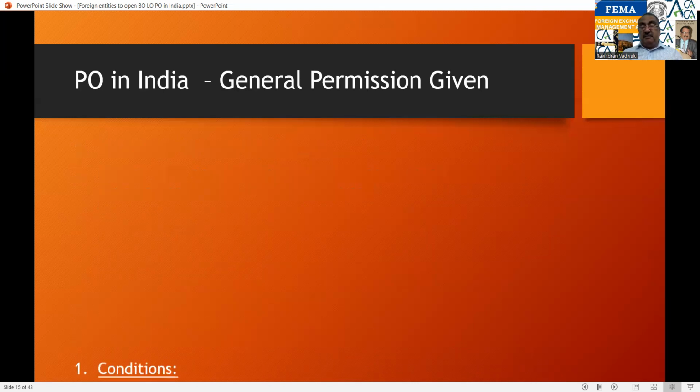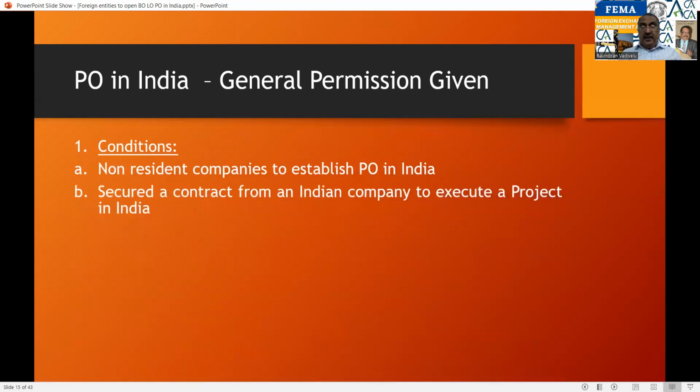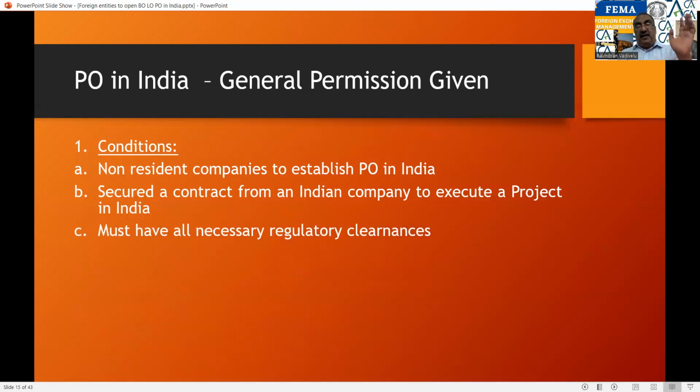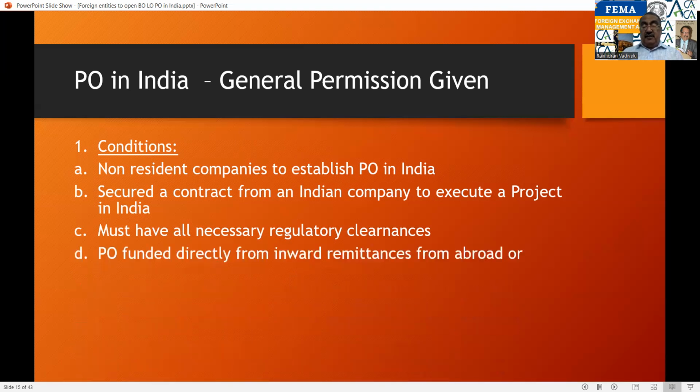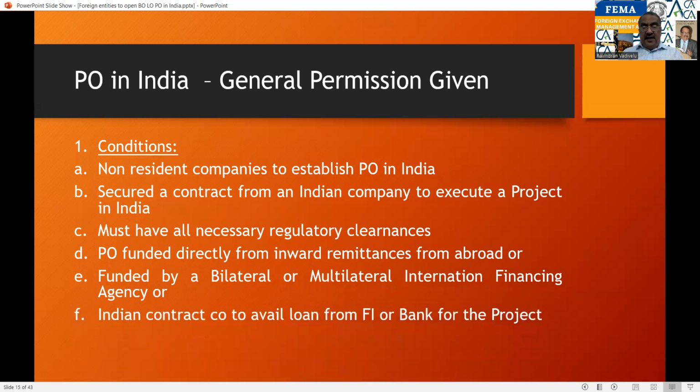For project offices in India, general permission is given. What are the conditions? Non-resident companies can establish a project office in India if they have secured a contract from an Indian company to execute a project in India, and must have fulfilled all the necessary regulatory clearances. The project office should be funded directly from inward remittances from abroad. That means it should not avail any loan in India to start the project office. It may be funded by a bilateral or multilateral international financing agency, or the Indian contract company may avail a loan from foreign investors or a bank for the project. So for this, general permission is given.